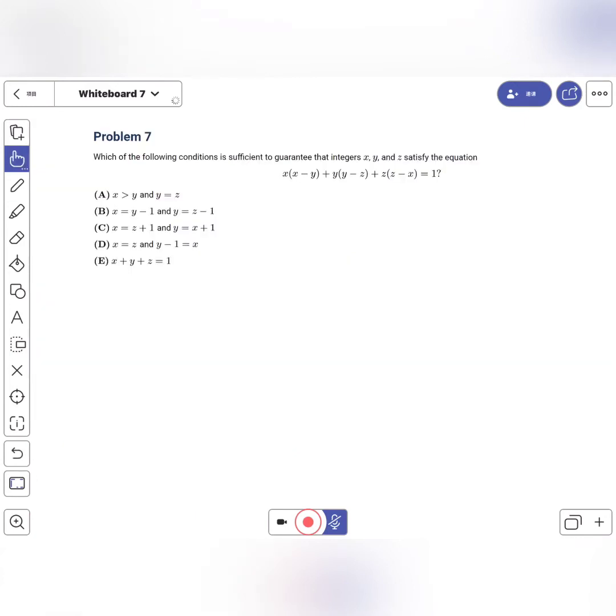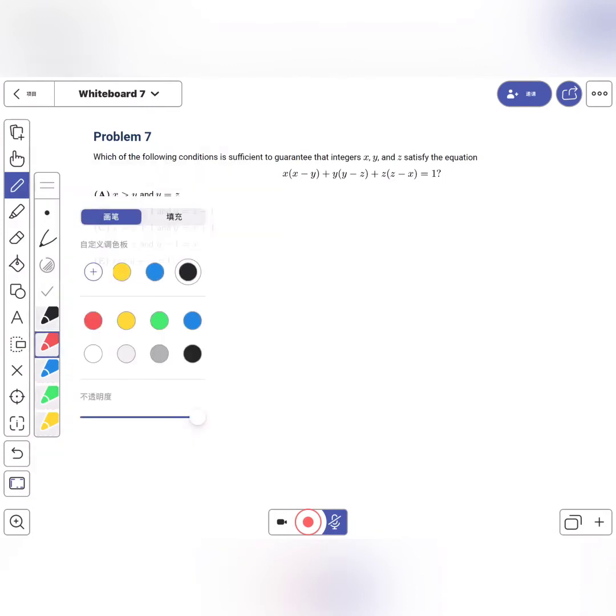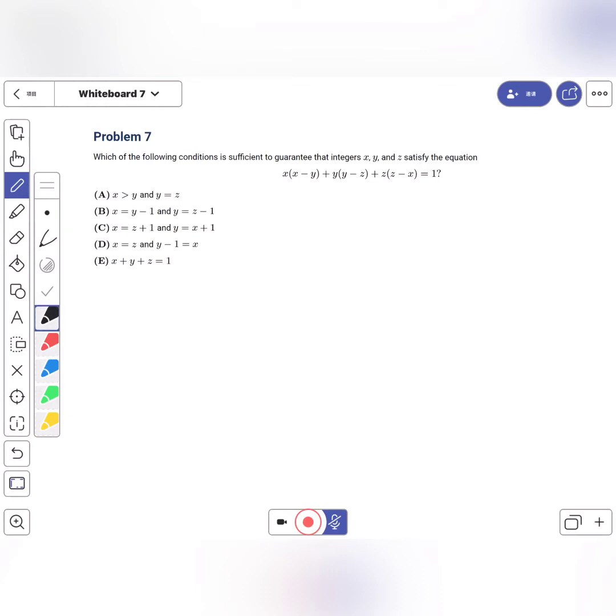Proceeding to problem 7. Problem 7 on the test is actually a big time sink, because it seems like there's not a really effective and efficient way other than just trying the answer choices one by one or trying the numbers. And now I want to present a really clever solution, which is, first, you write x squared minus xy plus y squared minus yz plus z squared minus zx is equal to 1.